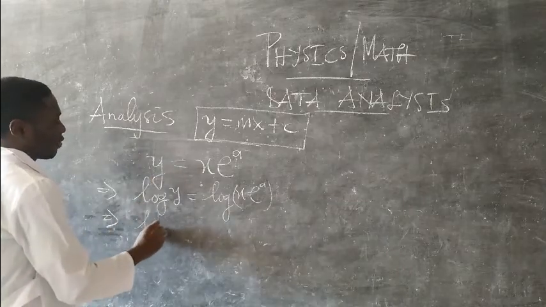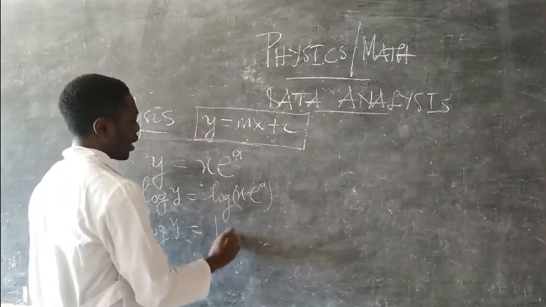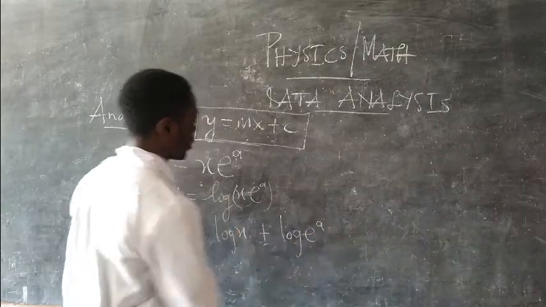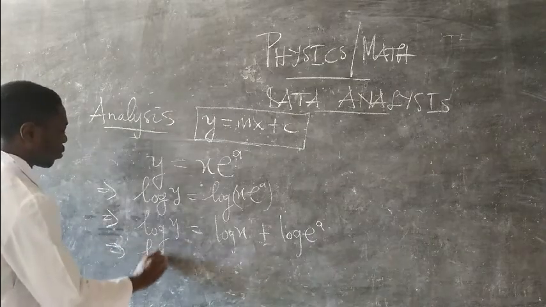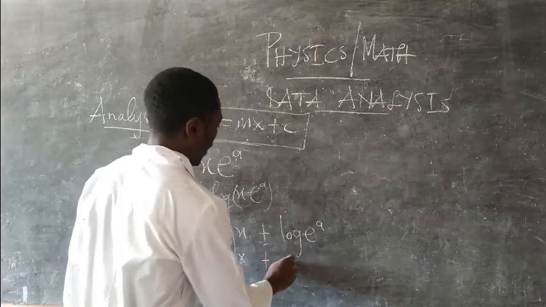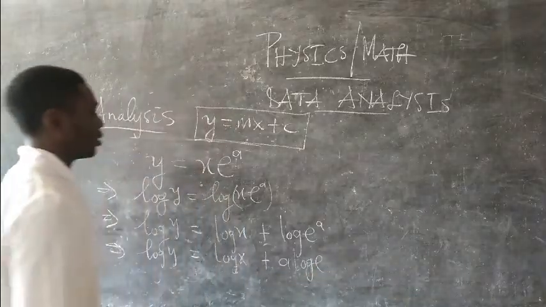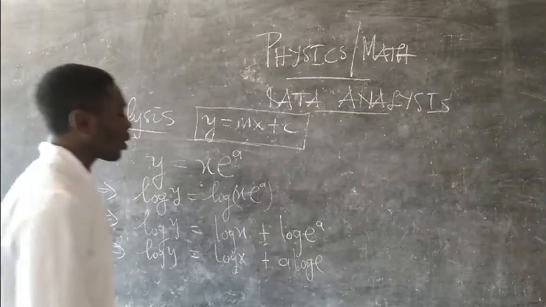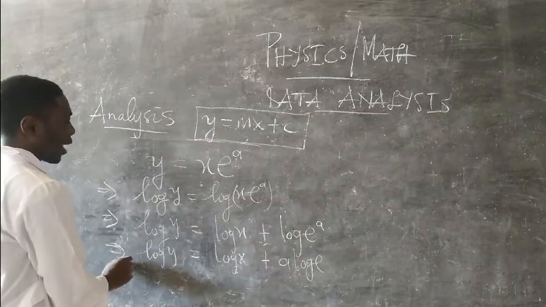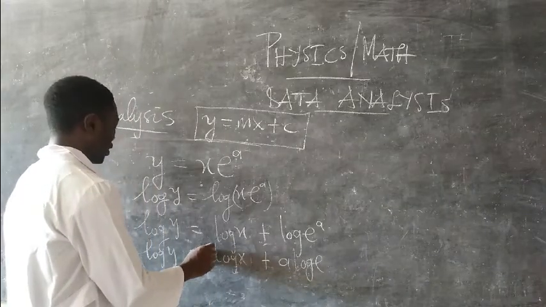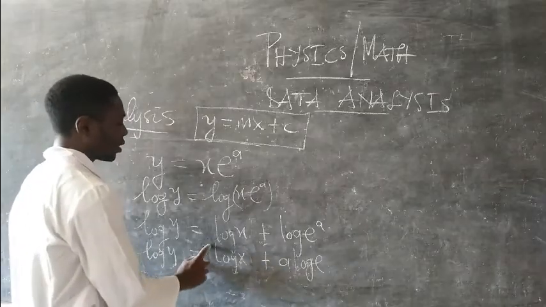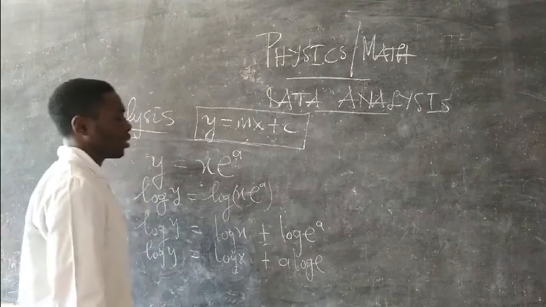All of them are logarithmic functions. The one is natural logarithms. So you have log y can be written as log x plus log e to the a, right? And of course, you can rewrite it as log y is equal to log x plus a log e. Now, if you're plotting a graph, you're going to say a graph of log y against log x is going to be a straight line graph with gradient 1 and the intercept is going to be a log e.